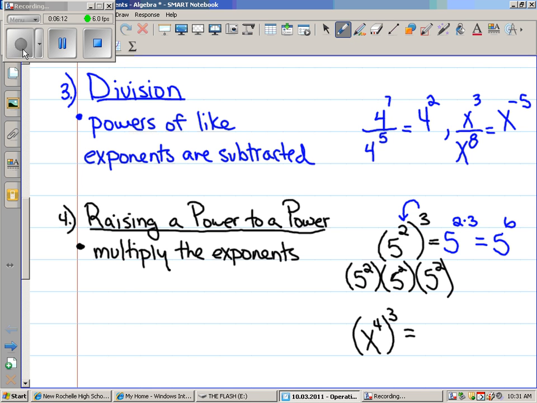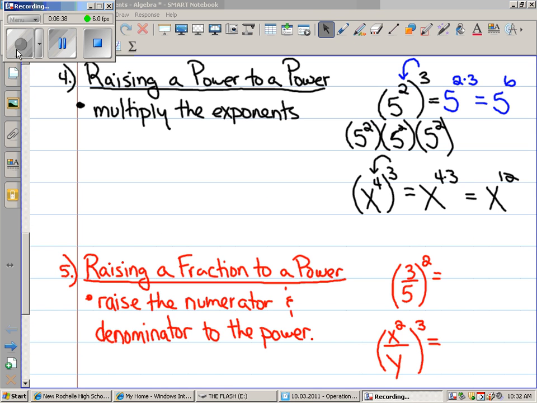Take a look at the next one. X to the 4th cubed. What do you think that is? Very nice, guys. Yeah, x to the 12th. That's x to the 4 times 3. Make it rain on that number. X to the 12th.